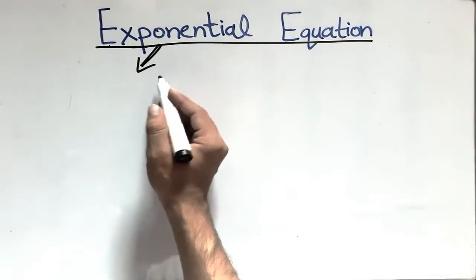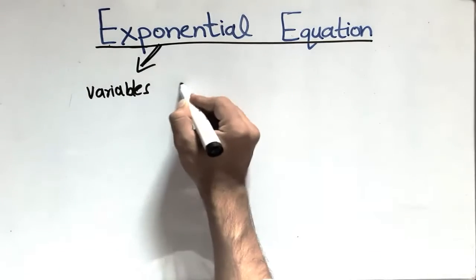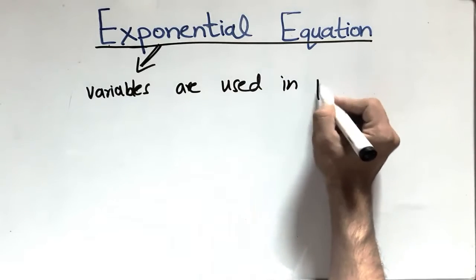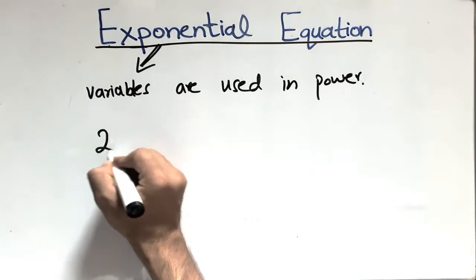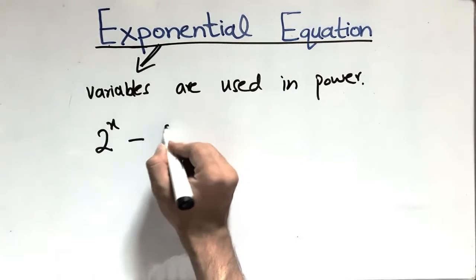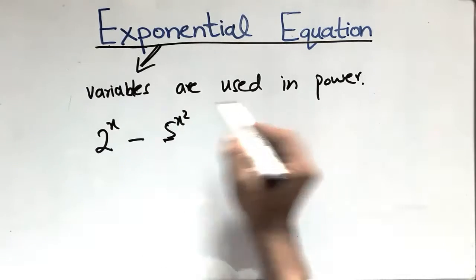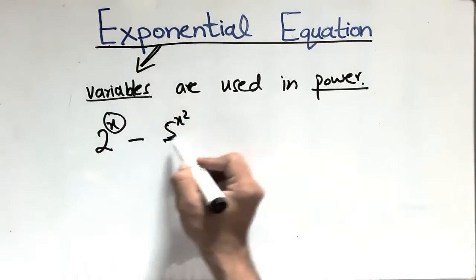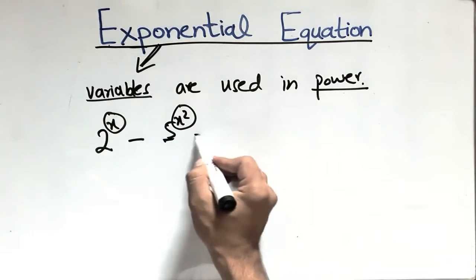Exponential equations are those equations in which the variables are used in the power, in the exponent. For example, take this: 2 power x minus 5 power x square. It means that the variable is now used in the power. This is the x variable and x square is also a variable. So here it is used in the power.